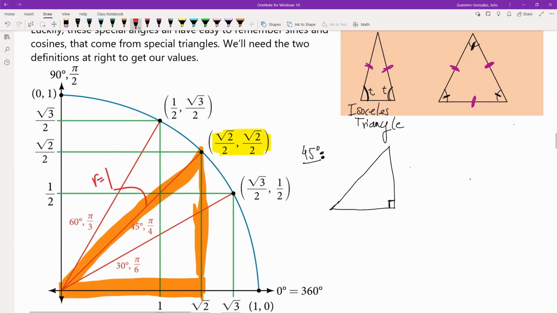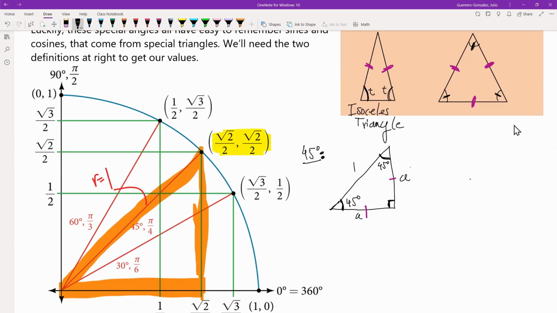Okay. So that means this length is 1, okay? Since this is 90 degrees, and we know that this angle is 45 degrees, this angle right here has to also be 45 degrees, okay? This produces an isosceles triangle. So that means this side and this side must be equal, okay? So if I call this side A, then I have to call this side A.